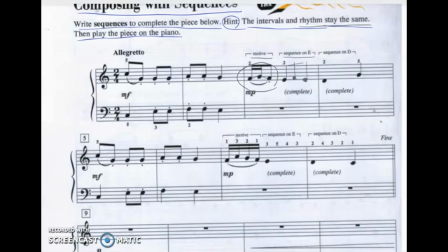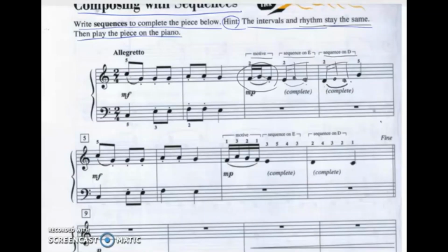So always draw the notes first, and then draw the stems and beams. And then the next one, oh yeah, we don't forget the slur and staccato, make everything the same. And then the next one, sequence on D. This is D, so step up and down, D, E, D, okay. And G, this is not a sequence, that's the end of the sequence, okay.